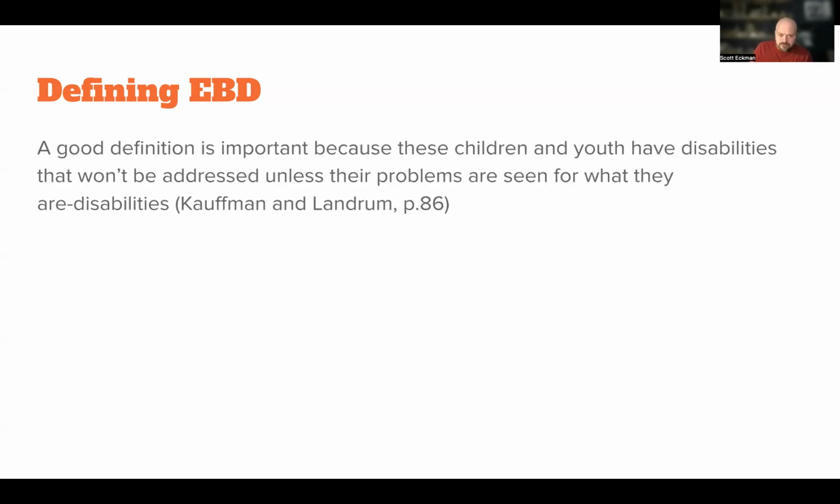So why are we worried about this? On page 86 of the textbook, I think Kauffman and Landrum mention this pretty well: we have to start with a good definition because we have children and youth with disabilities who won't be addressed unless their problems are seen for what they are, which is disabilities. Recognizing that is our first step, and making sure we are all on common ground about why we are going down this path of identification of an emotional disturbance, and what that means for us in school.